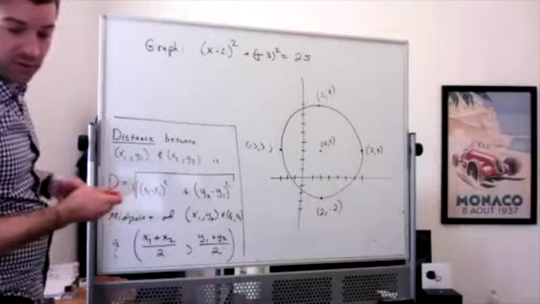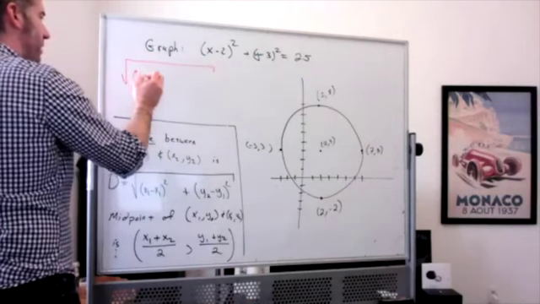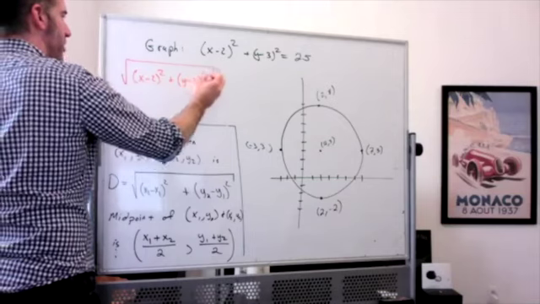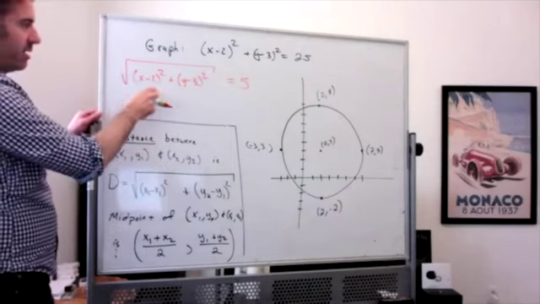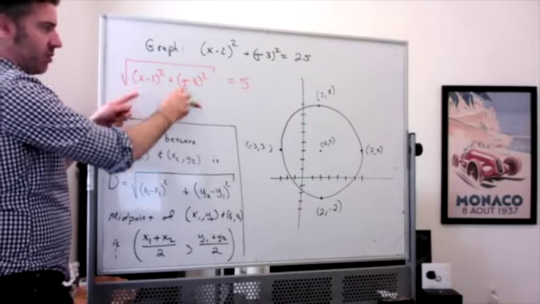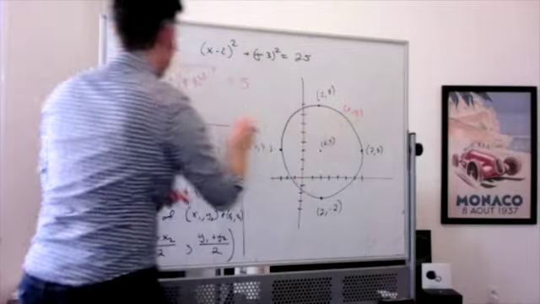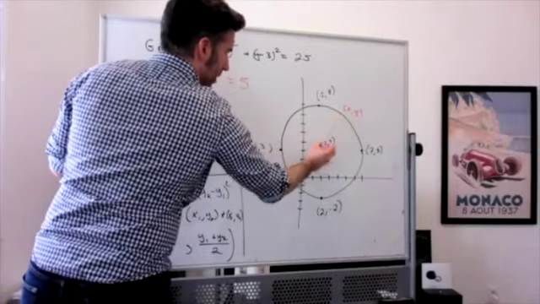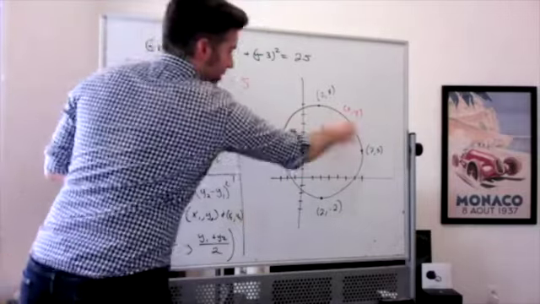If you took the square root of both sides, you could say that the square root of x minus 2 squared plus y minus 3 squared equals 5. Well, that's exactly saying the distance between the point x, y and 2, 3 has to be 5. And that's true for any x, y that's on the circle.